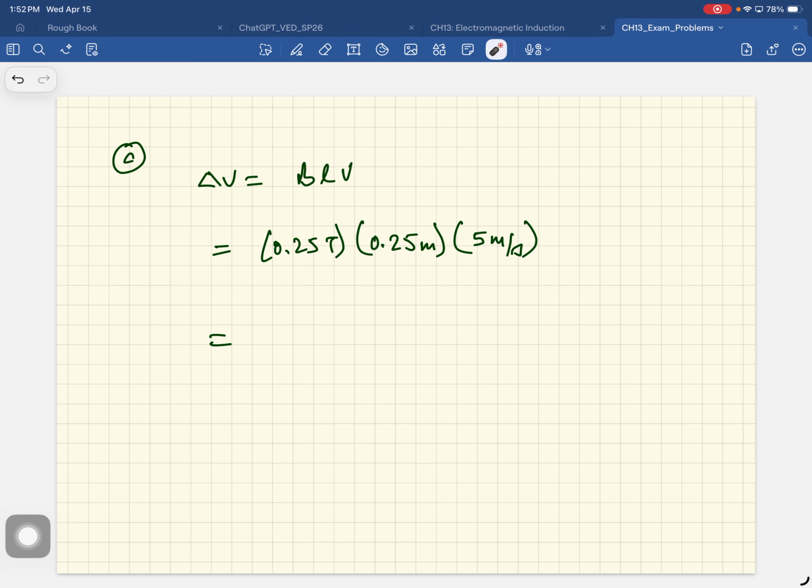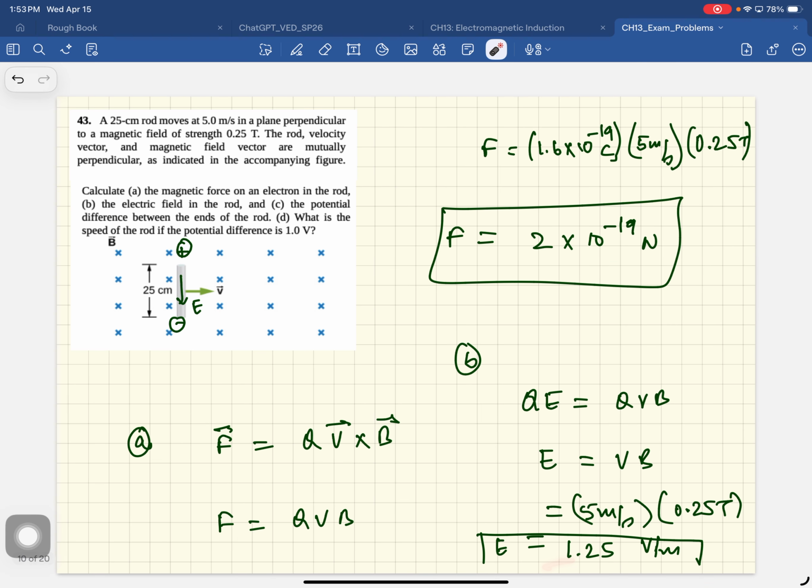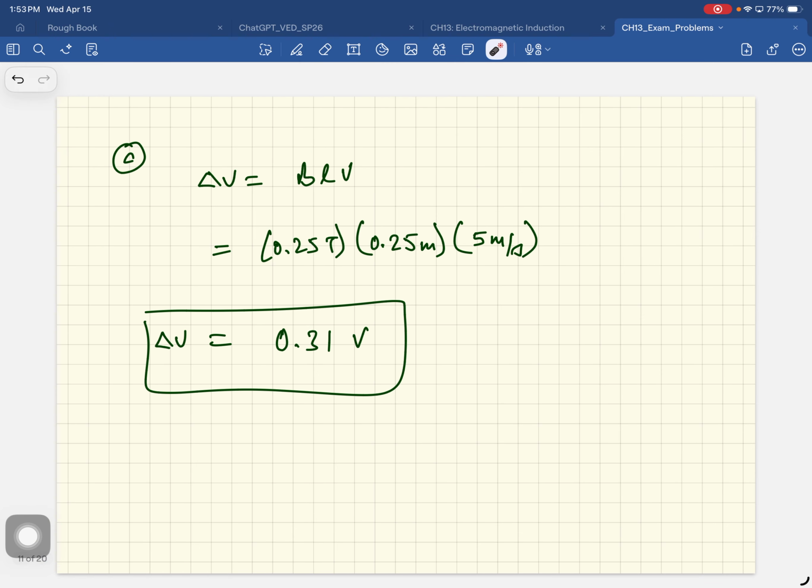So we'll make that 250 pi times 7.5 squared times 10 to the minus 4 volts. That gives about .42 volts. Okay.